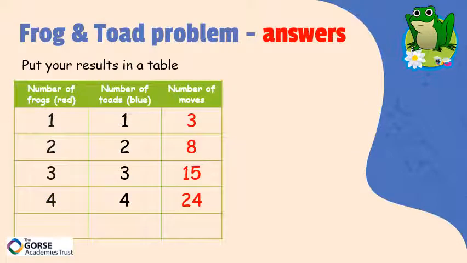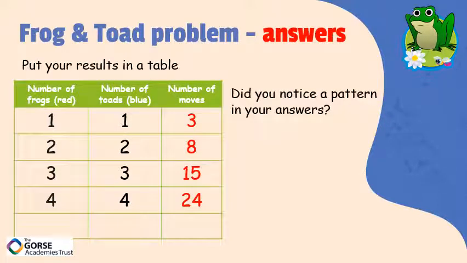So here are the answers. You can see in red 3, 8, 15, 24. Did you notice a pattern in your answers? If you look carefully, the difference between the two numbers from the previous term increases by 2 each time. So 3 to 8 is 5, 8 to 15 is 7, 15 to 24 is 9. It's increasing by 2 each time.